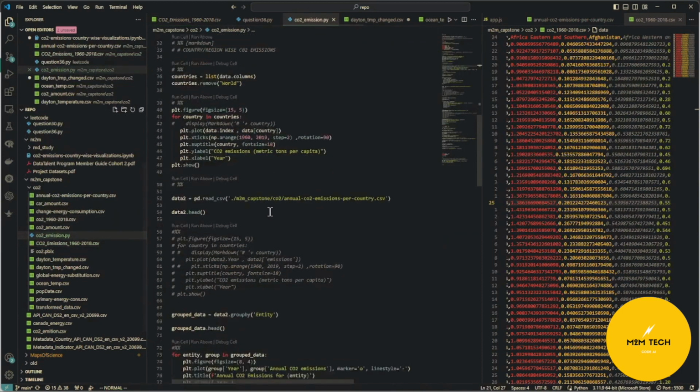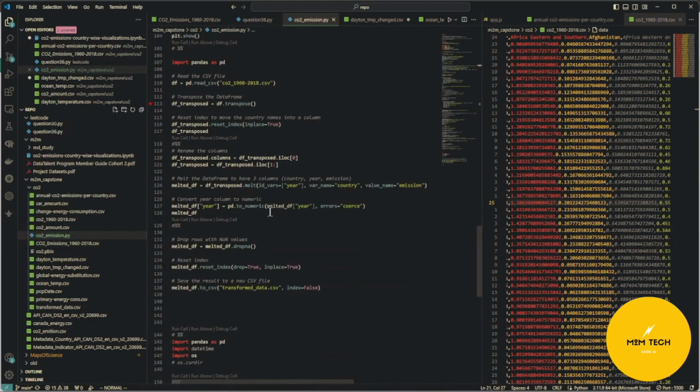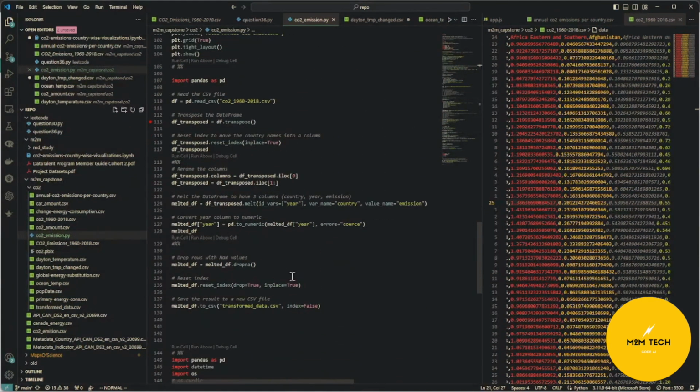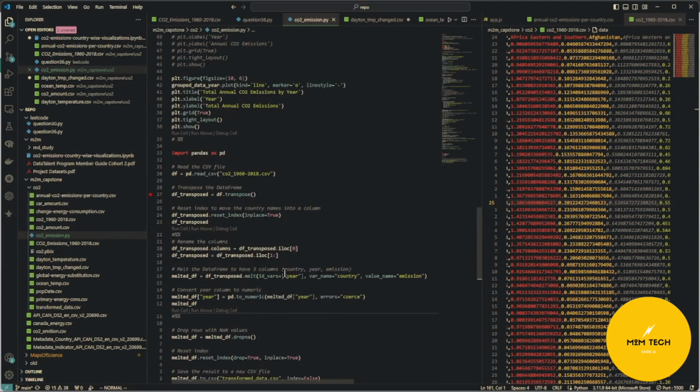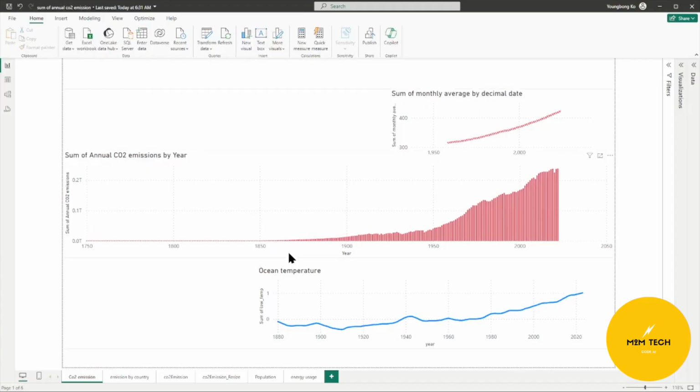Those were handled through Python, with chunk-by-chunk code sets for handling each individual data set. It is kind of messy, but in the end I used Power BI as my presentation tool. So forgive the messy code. Starting from here, we have the visualizations.